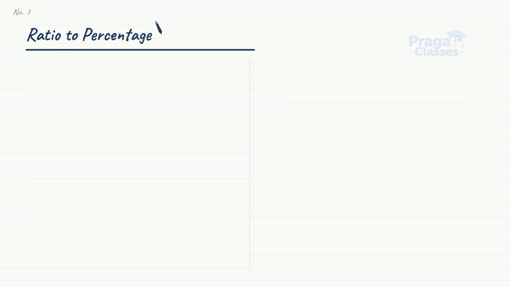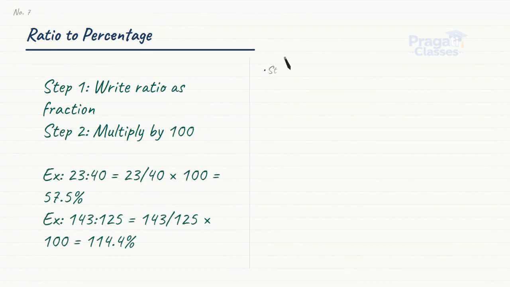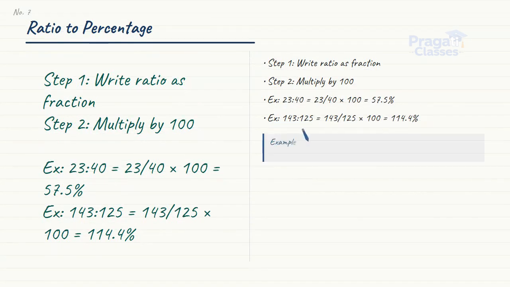We just turn percentages into ratios, so naturally, we need to be able to go back the other way, from a ratio to a percentage. Let me sketch this out for you. The process has 2 steps. First, write the ratio as a fraction. A ratio of 23 to 40 becomes the fraction 23 over 40.